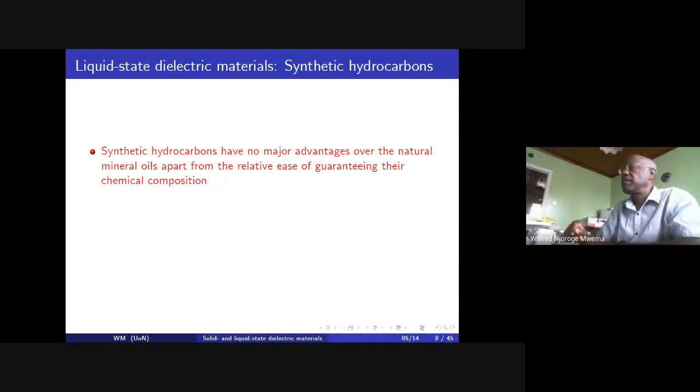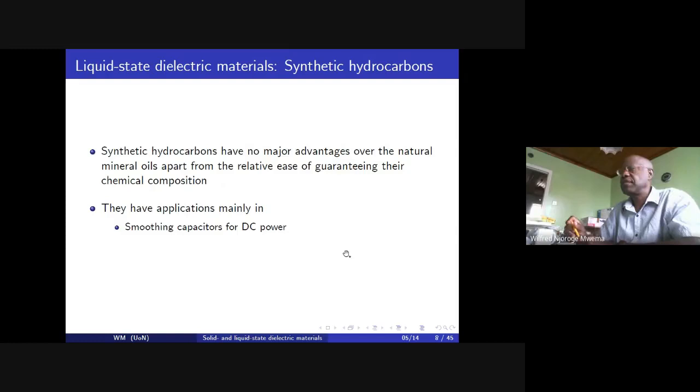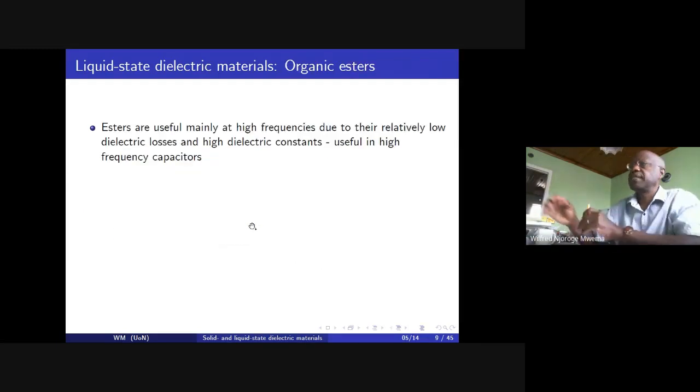Synthetic hydrocarbons have no major advantages over the natural mineral oils apart from the relative ease of guaranteeing their chemical composition. They have applications mainly in smoothing capacitors for DC power, that is the filter capacitors that you have for smoothing out the DC power, and high pressure gas filled cables, for high tension cables. And esters are useful mainly at high frequencies due to their relatively low dielectric losses and high dielectric constants, and they are useful in high frequency capacitors.